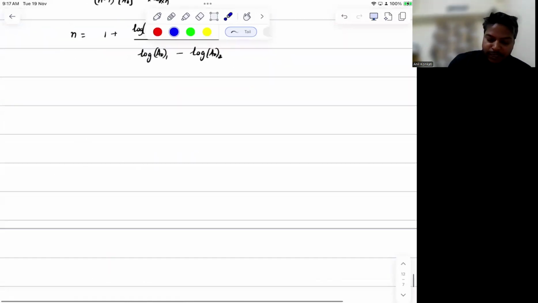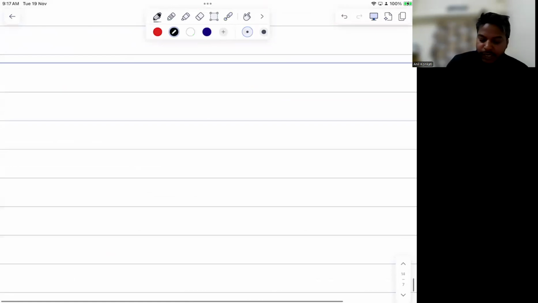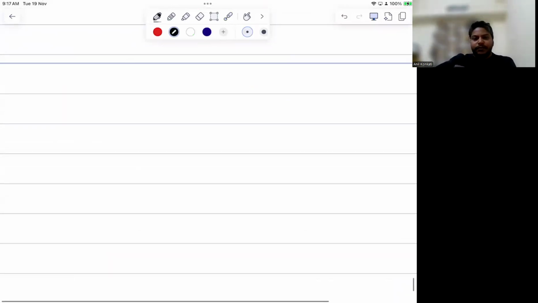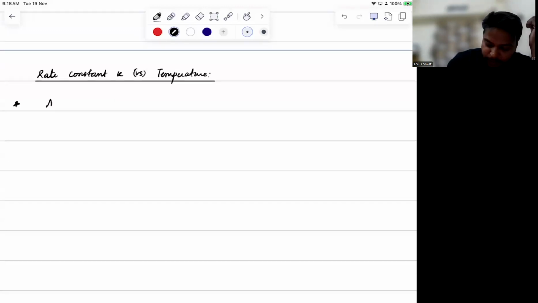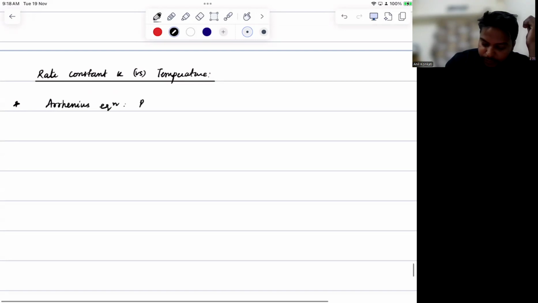Now, coming to the next part of this kinetics is about identifying the rate constant and its relation with temperature. Okay, rate constant K versus temperature. How does it vary, and what equations are supporting? Correct. So first, it has been derived from the Arrhenius equation, which is purely empirical.